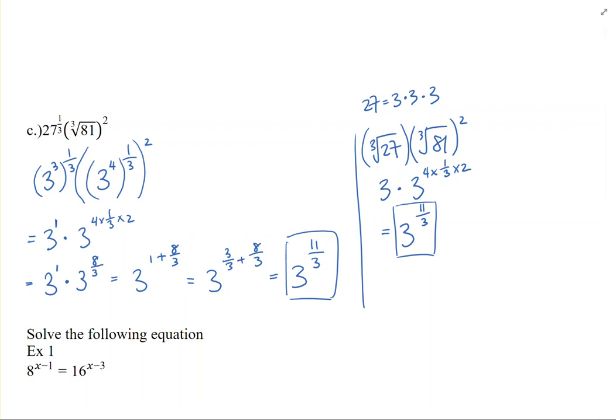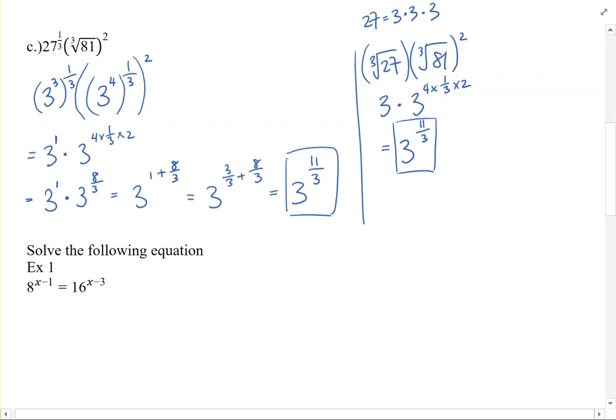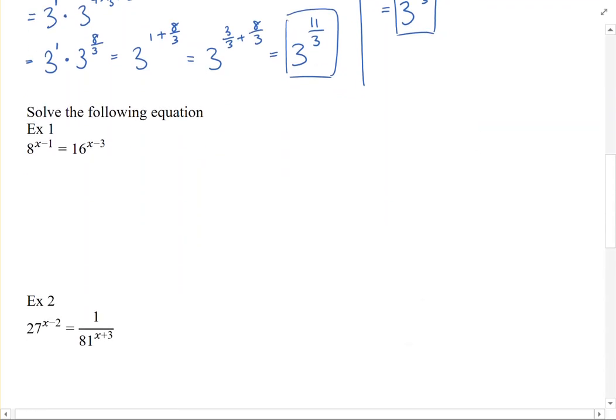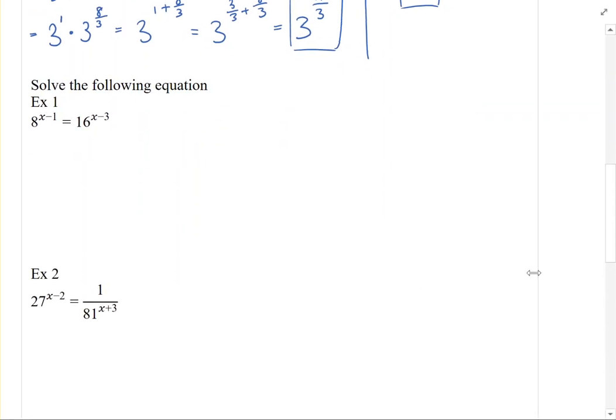All right, so now that we've got the hang of writing things with the same base, we're going to start doing our equations now. So solve each equation. Our first one here: the first thing we need to do is write terms with the same base. Things need to have the same base before we can actually compare them.